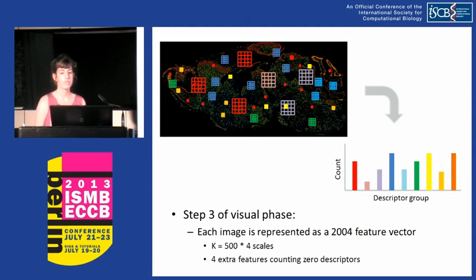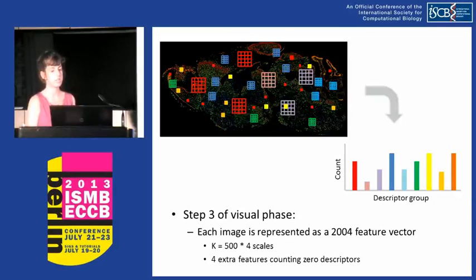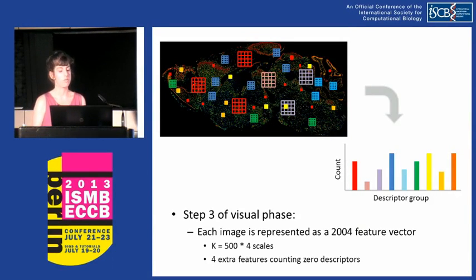So at the end of the visual phase, we have a visual representation where each image is represented as a 2004 long feature vector. So we have our dictionary size, which is 500, times the 4 scales, and then we added 4 extra features that count the 0 descriptors. So these are the descriptors that showed no expression. So you can say it sort of measures the sparsity of expression in an image.